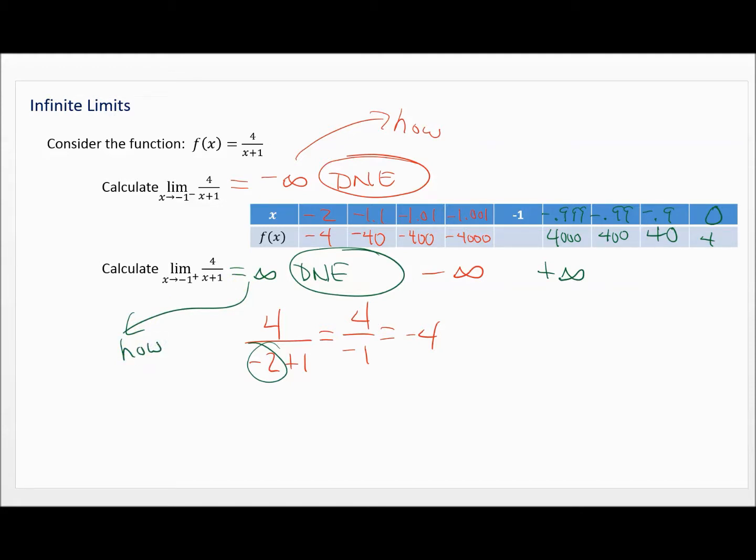So be prepared anytime you're asked, or anytime you calculate a limit and it doesn't exist, be prepared to tell how it doesn't exist. Is it because the left and the right don't match? Is it because it goes to positive infinity or negative infinity? And this is your first infinite limit. That's what this really is. If you get infinity or negative infinity as a result of your limit, which means it doesn't exist, that is an infinite limit.